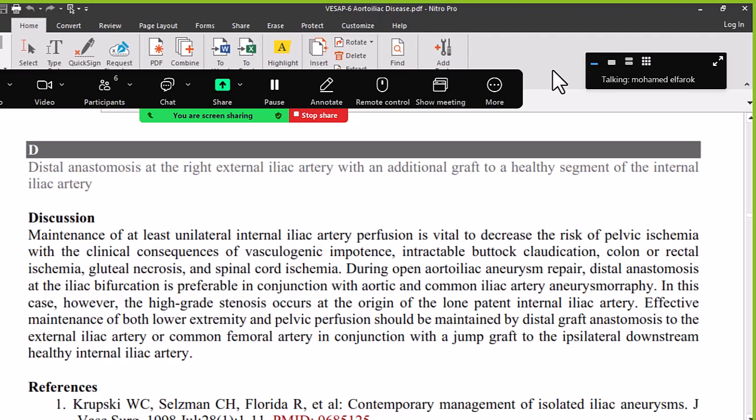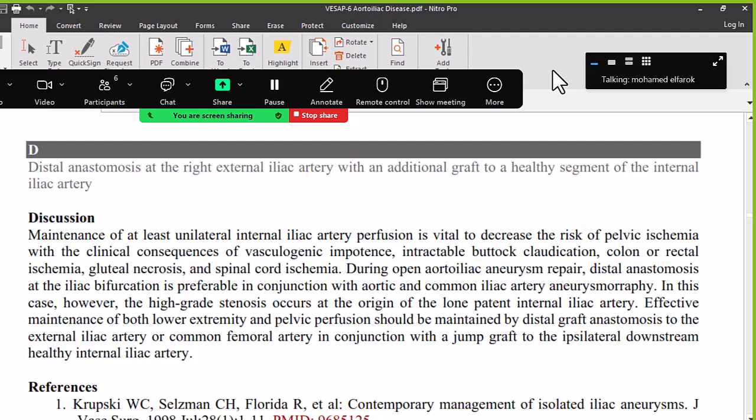Maintenance of at least unilateral internal iliac artery perfusion is vital. This is important. You can get away with occlusion of one internal iliac artery. If you occlude both, you can get away with it if he's a young patient, but you are at risk. Because what are the symptoms and signs of pelvic ischemia? It is horrible. You will get colonic ischemia, gangrene, muscle necrosis in the gluteal region. So always try to maintain at least one internal iliac artery. If you want to sacrifice, only sacrifice one. With the other one, you are totally at risk.